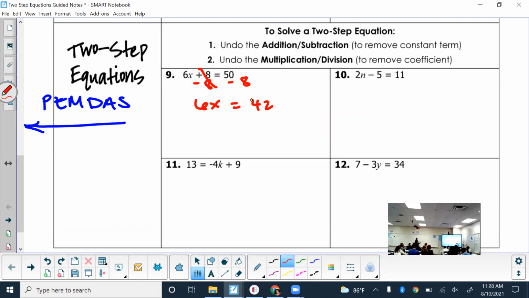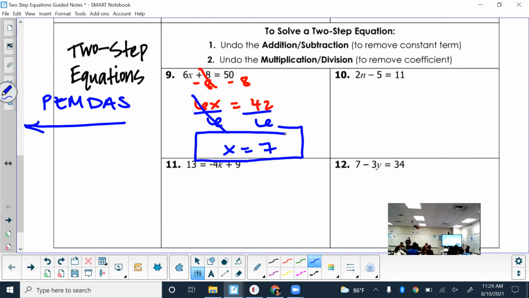So what's the opposite of multiplying by 6? So we're going to divide by 6. Do that on each side. Good. The 6's cancel out to 1, but then 1 times x is just x. 42 divided by 6 is 7, and now we're finished because the x is by itself. Does that make sense?